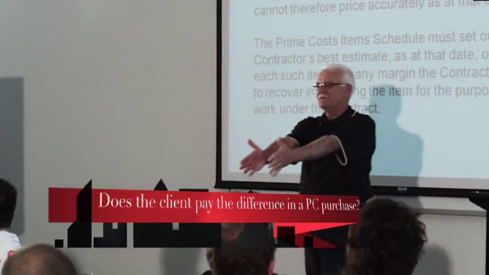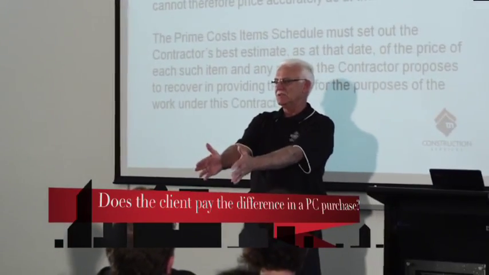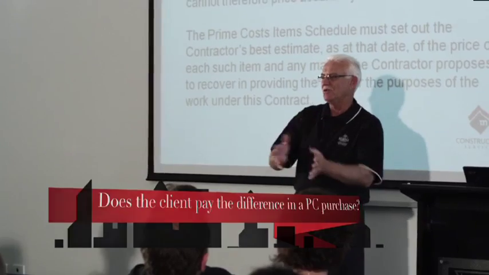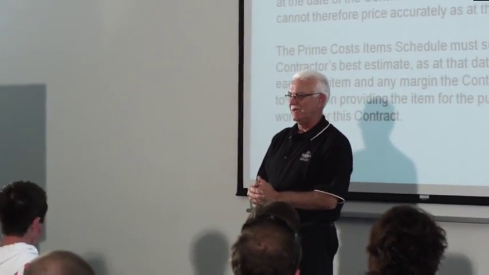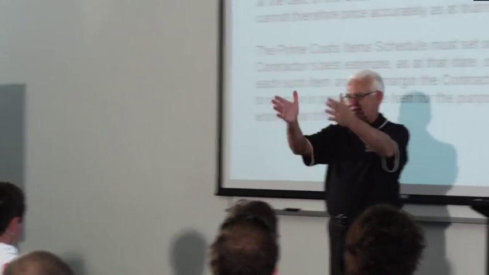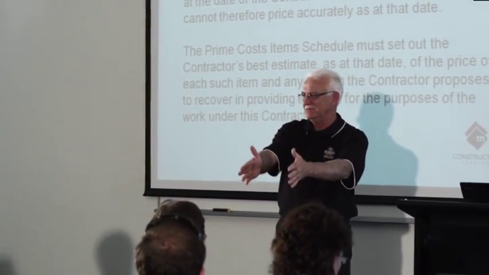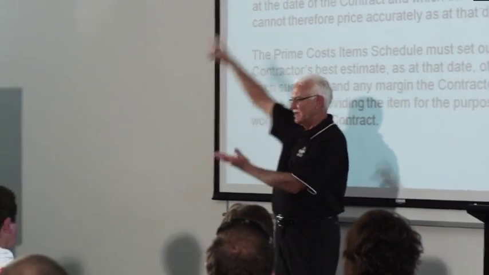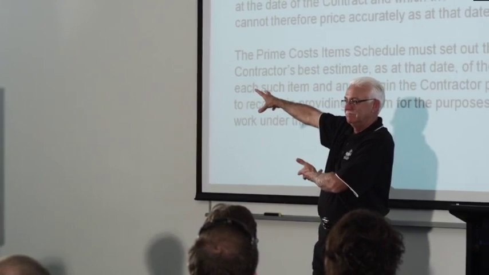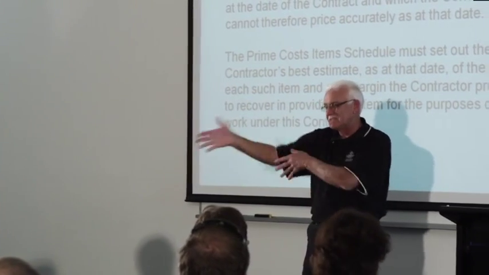You've put in the contract $40 a square metre. And they've gone out to their factories and they've chosen a tile worth $50 a square metre, right? It's a simple transaction: your prime cost item is 40, you've chosen 50, there's 100 square metres, so you owe me $1,000. Yes, that's how it works, right?